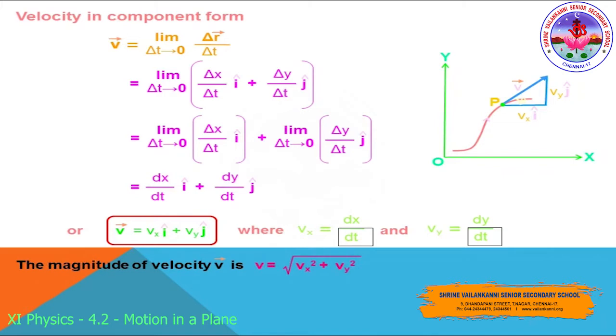And here you must know this: the magnitude of the velocity vector V is equal to root of Vx square plus Vy square, because the coordinates x and y are known as functions of t, so we have determined Vx and Vy. The magnitude of the velocity vector is V equal to root of Vx square plus Vy square.